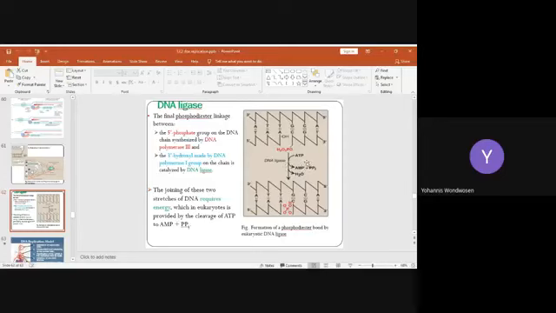This process requires energy and removal of a water molecule. Because bond formation requires energy, ATP is broken down to AMP plus PPi, as I told you before. The energy obtained from this reaction can be used for the joining of the link. So the joining of the two strands of DNA requires energy.